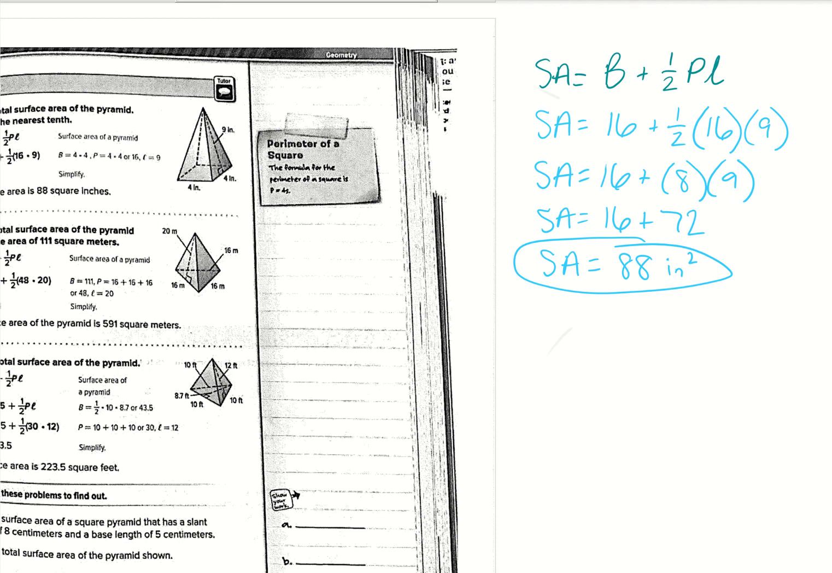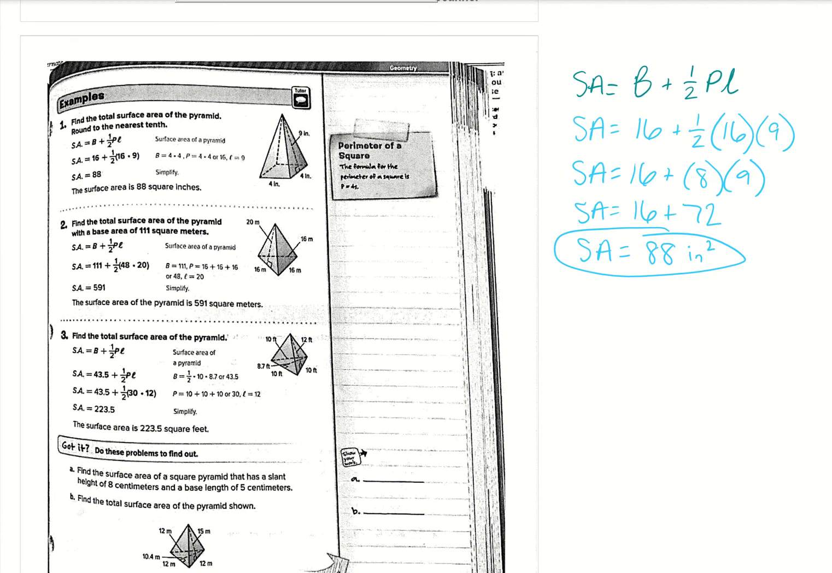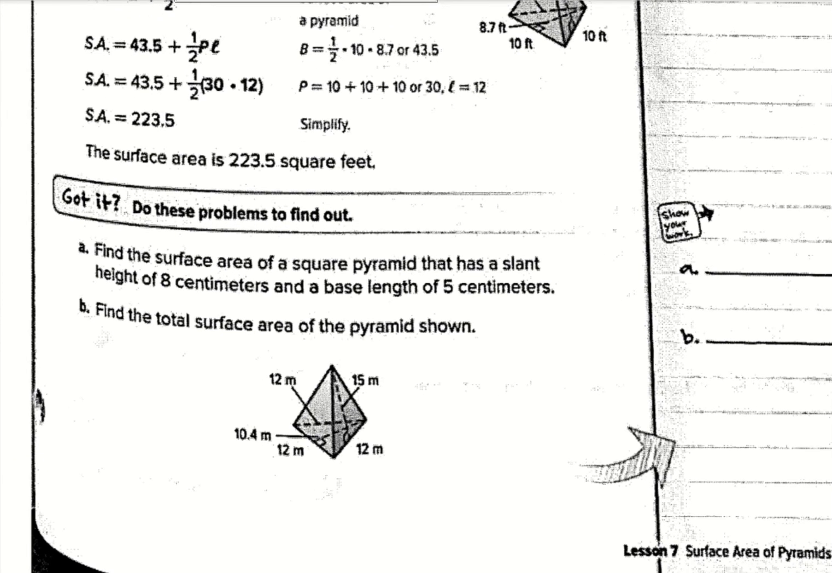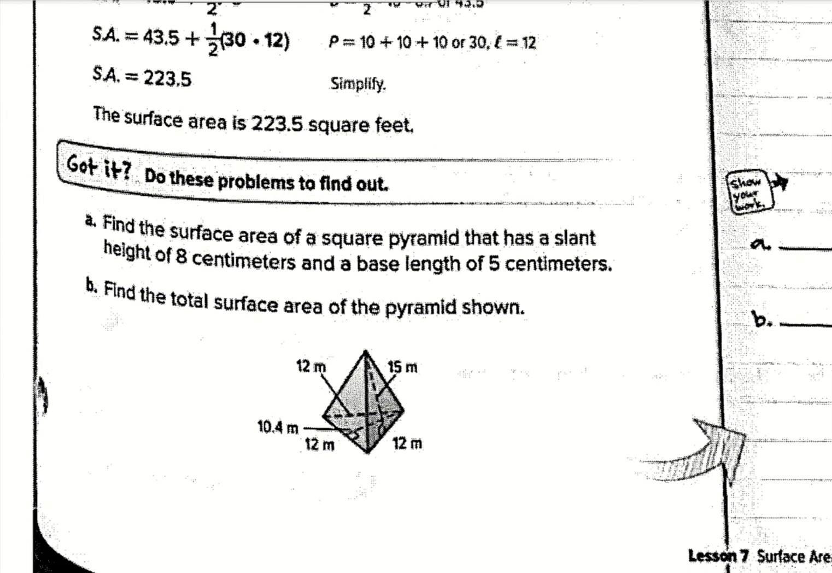Okay. So regardless of what pyramid you have, whether it's a square pyramid, triangular pyramid, maybe we'll have an octagonal pyramid, right? Any of those, this formula is going to work. All right. That is it for this video, other than this last got it problem. So I want you to go ahead and do got it problem B. You're just finding the total surface area of the pyramid that they show you right there. And once you have done that, you are done with this video.